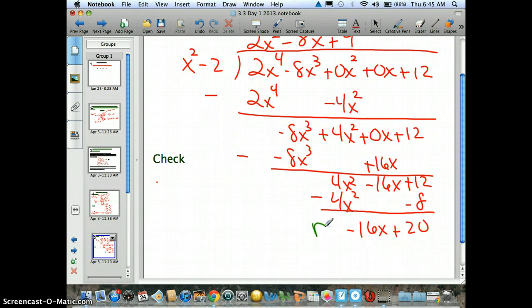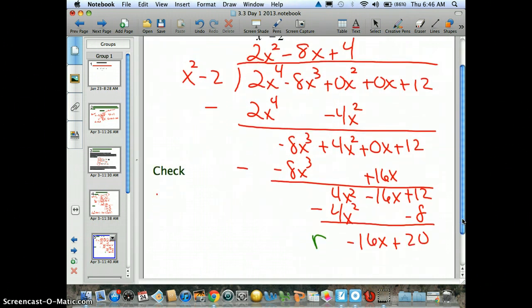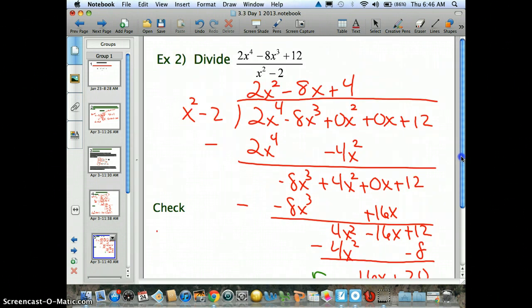So our solution to this is the quotient plus the remainder. So since our remainder is negative 16x plus 20, we write that here's our solution. It's this minus 16x plus 20. There's a couple other ways that you can write the remainder. However, we're just going to leave it like that for now. Now I'm going to leave you to check this one, to maybe practice your multiplication, but I'll set the checkup for you here.